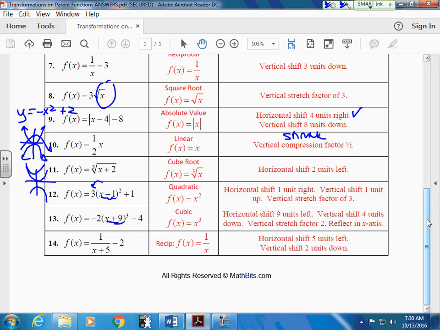Horizontal, which way? Left, 9 units. Good. Everybody understand that this goes the opposite way? It's kind of like your circle formula. When you see your circle formula, it always was the opposite way.